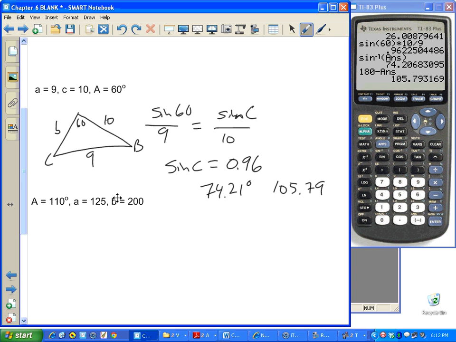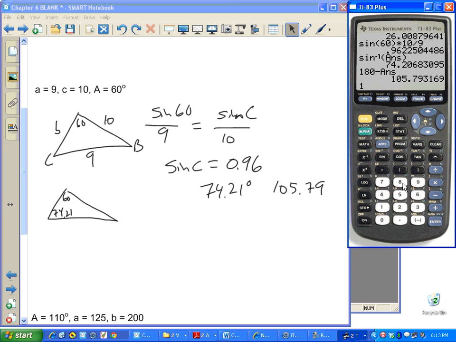So let's move this next one out of the way. So from here on, I have to treat it as though I have two different triangles I'm working with, because I'm going to have two answers. Because C could be 74.21. Okay, and with 60, that would leave 45.79 degrees for this last angle.